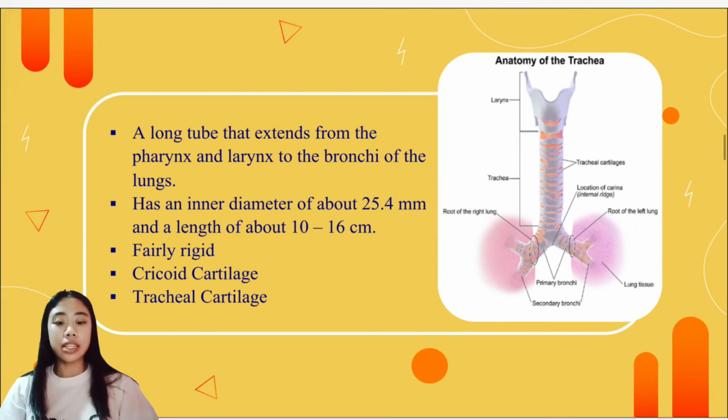So the trachea is a long tube that extends from the pharynx and larynx to the bronchi of the lungs. It typically has an inner diameter of about 25.4 millimeters and a length of about 10 to 16 centimeters. The trachea is fairly rigid because its walls are reinforced with C-shaped rings of hyaline cartilage. The open parts of the rings abut the esophagus and allow it to expand anteriorly when we swallow a large piece of food, while the solid portions support the trachea walls and keep it patent or open in spite of the pressure changes that occur during breathing.